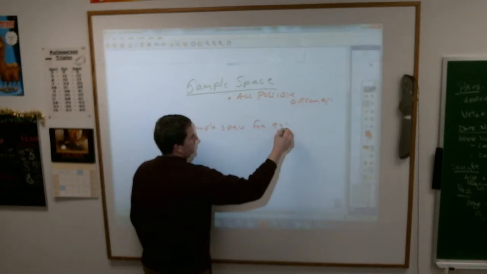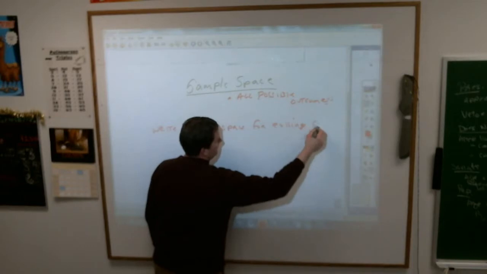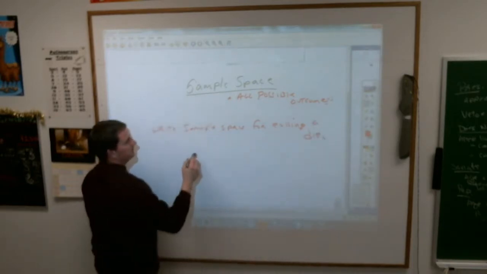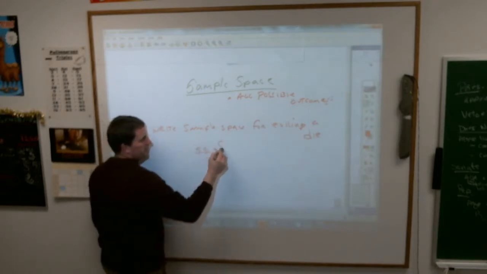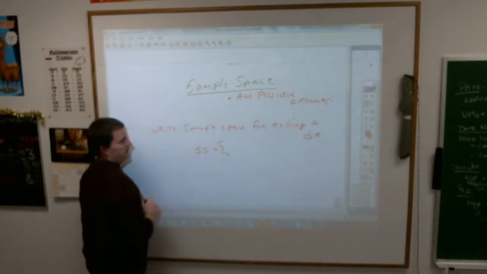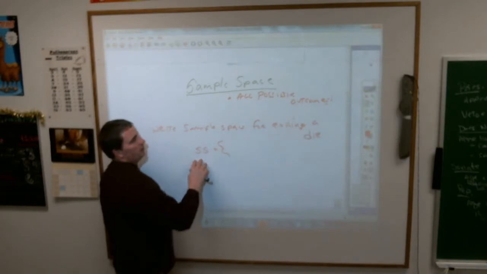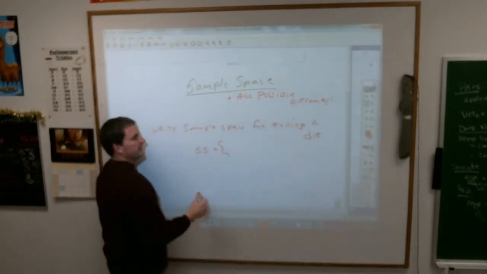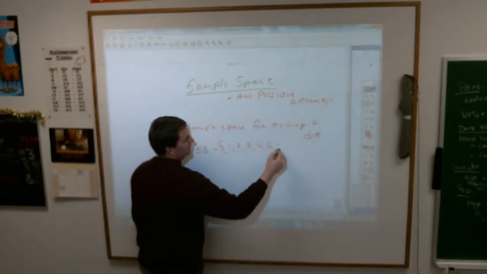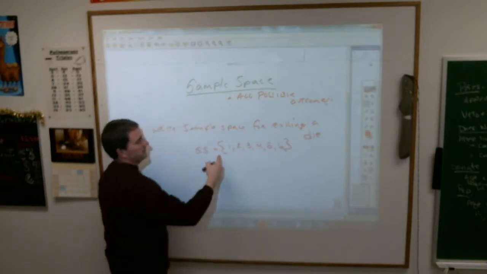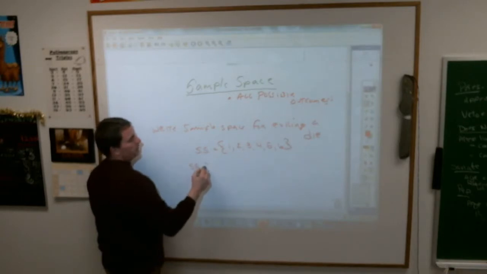Which simply means this. If I asked you to write the sample space for rolling a die, the sample space would equal, and because it's a set of numbers, children, usually we make this little brace that shows you're talking about a group of numbers. What are the possible outcomes when you roll a die? Well, you could roll a 1, a 2, a 3, a 4, a 5, or a 6. That's the sample space.